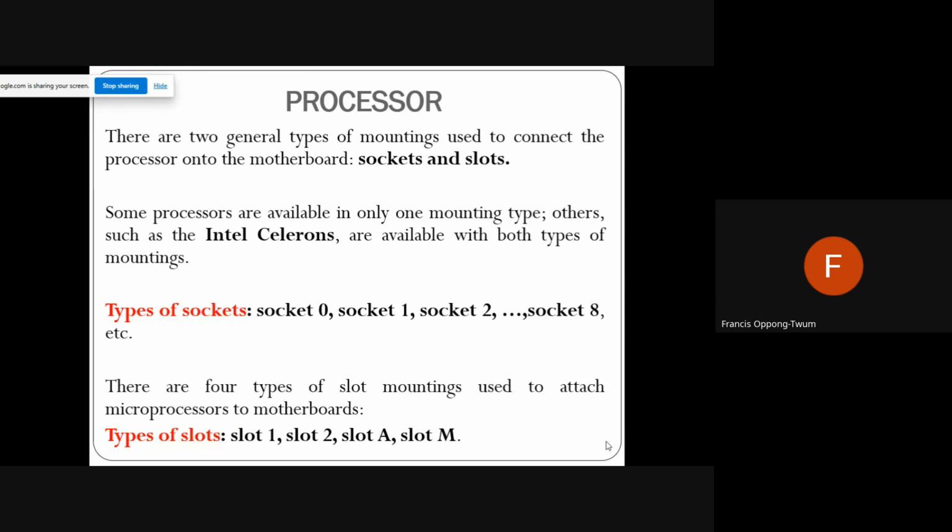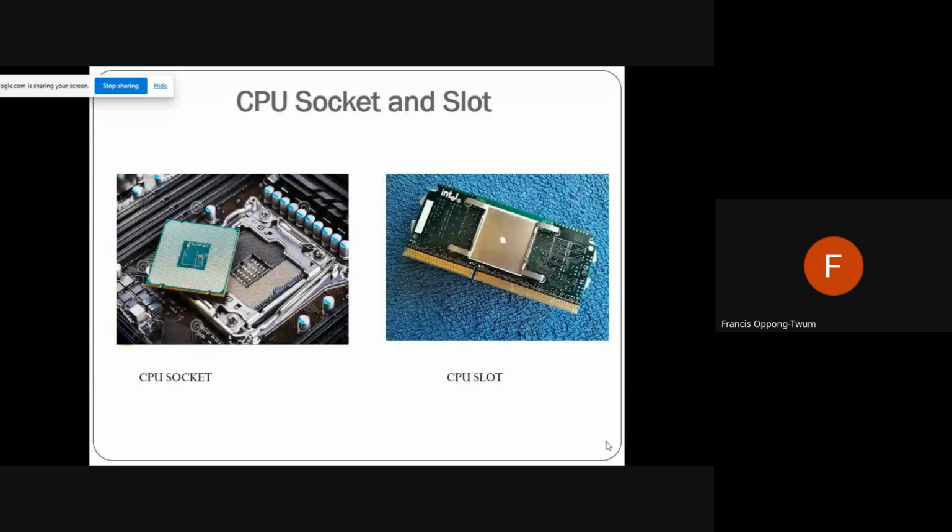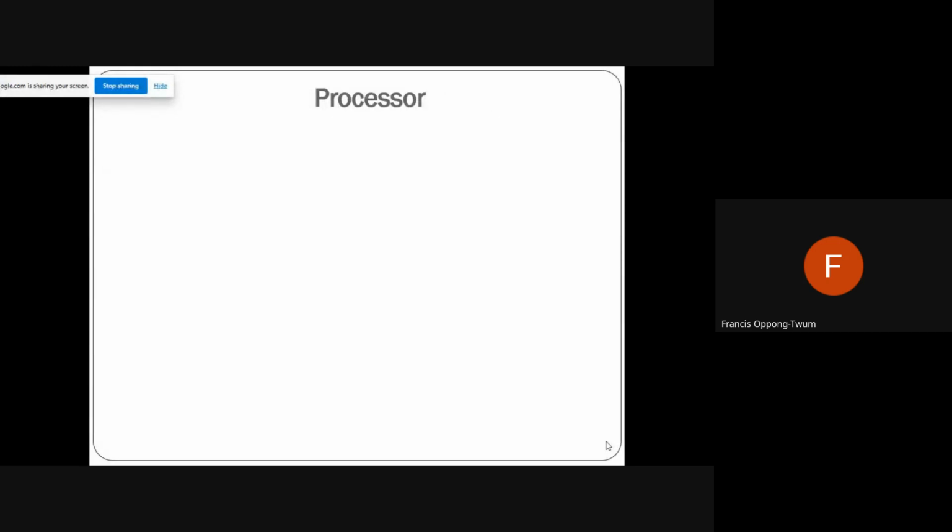Then there are four types of slot mountings used to attach microprocessors to the motherboard: slot 1, slot 2, slot A and slot M. So look at the processor socket. We have the CPU socket and the slot. We can see from the picture I've shown on the screen the CPU socket, and also the CPU slot. Please take your time and look at it.